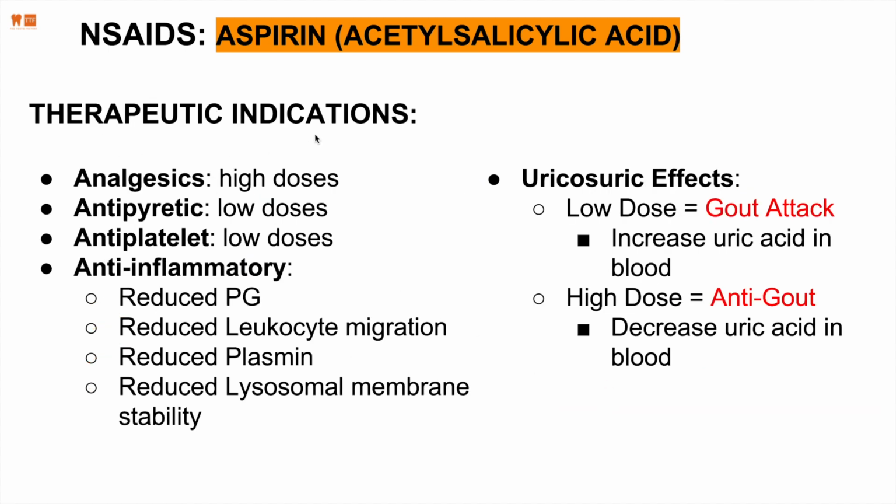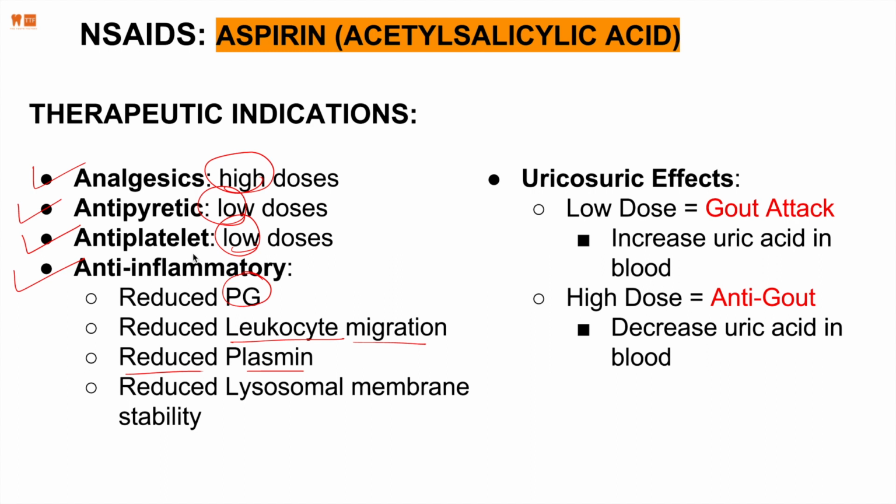What about therapeutic indications? We want it when you need analgesic, antipyretic, and antiplatelet effects. But this is important. Aspirin acts as an analgesic at high doses, antipyretic at low doses, and antiplatelet at low doses. So there are several doses of aspirin that act accordingly, and then anti-inflammatory. Anti-inflammatory action involves reduced prostaglandin, reduced leukocyte migration to the site of injury, and reduced plasmin, which then leads to reduced lysosomal membrane stability.